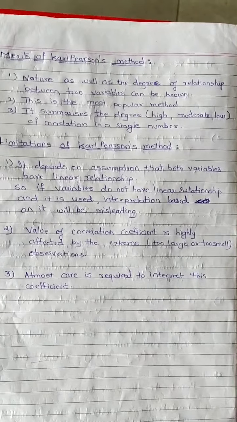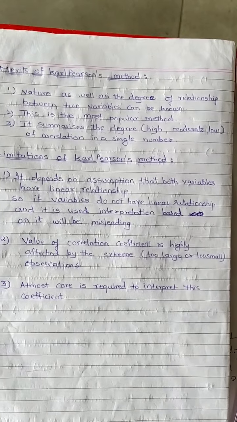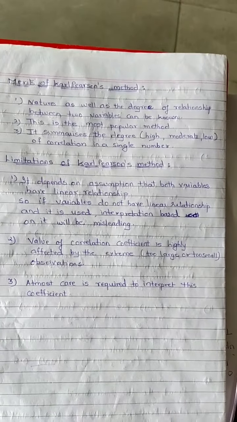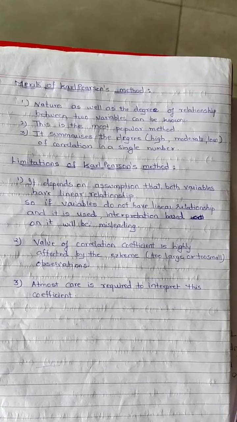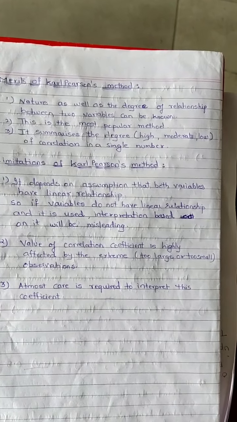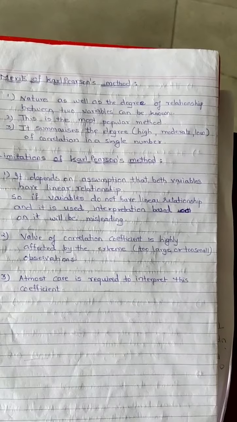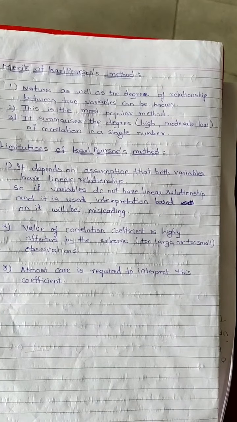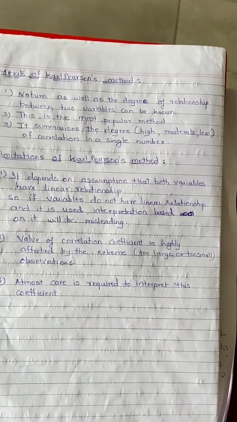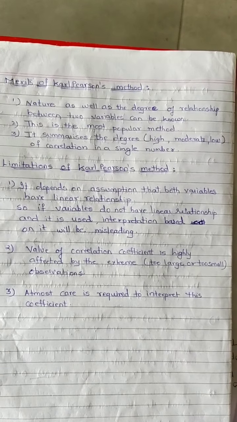Second, this is the most popular method. And third, it summarizes the degree, high, moderate or low, of correlation in a single number. When the value is nearer to 1 or -1, it would be high correlation, and if it is near to 0, there would be low correlation, and above 0.5 but not so near to 1, there would be a moderate correlation.